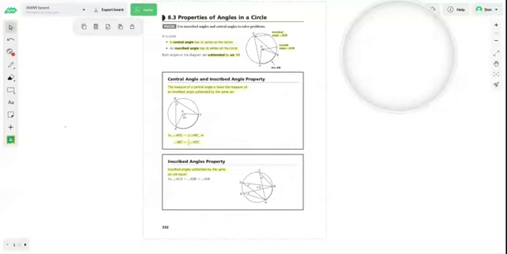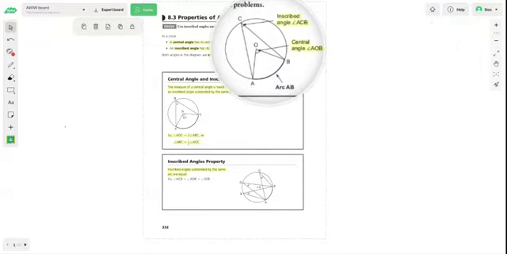Hey everyone, just a quick review of the discussion that we took on Friday afternoon. The first thing I want to recap is, inside my magnifying glass here, where we talked about inscribed angles, central angles, and an arc.